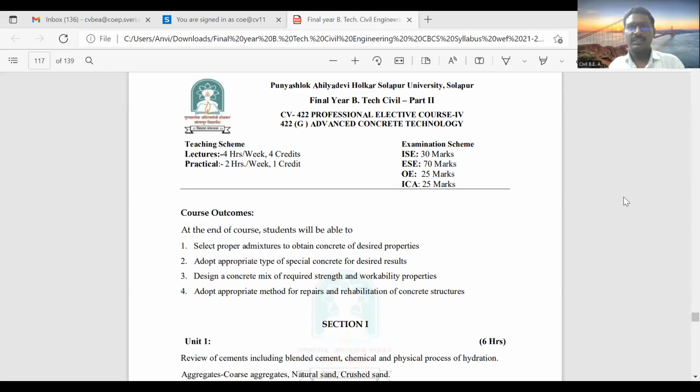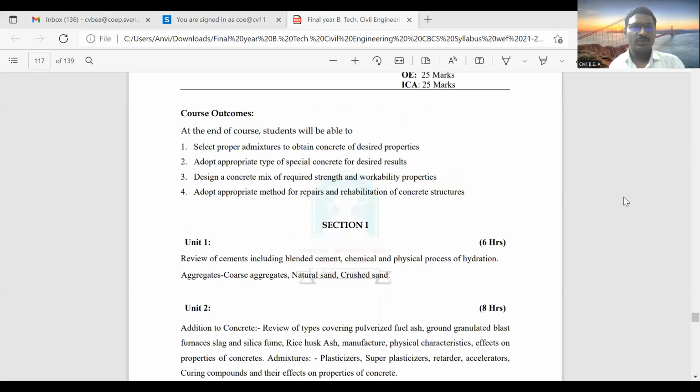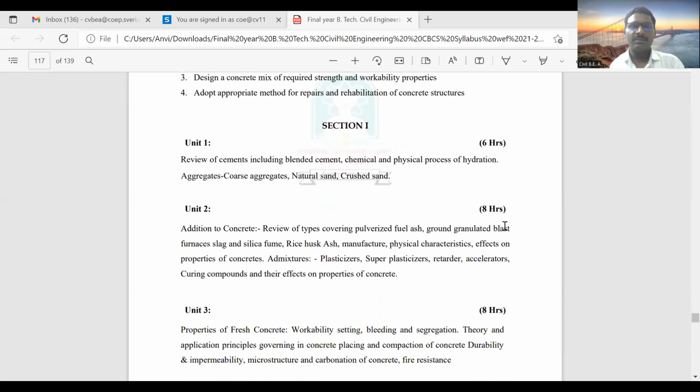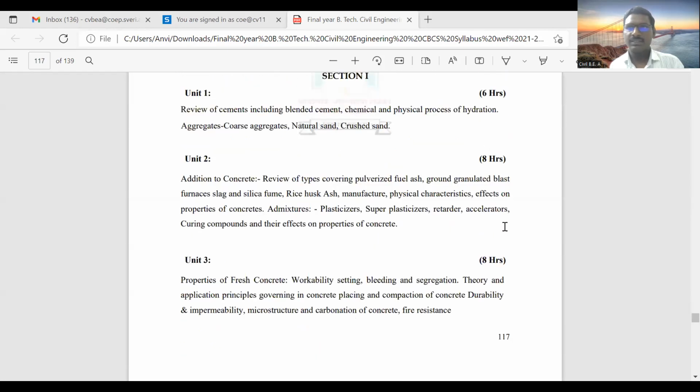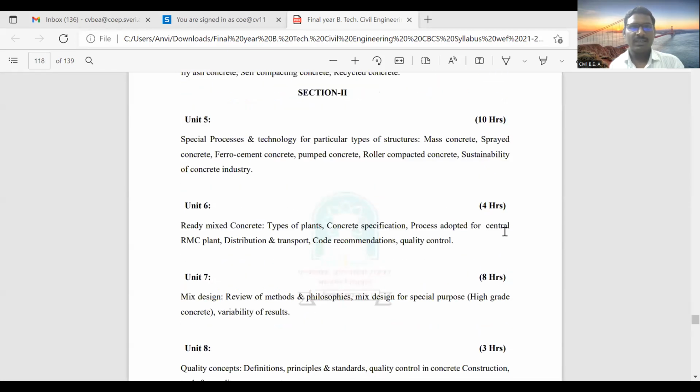So in the last lecture, we started the syllabus of our advanced subject, that is Advanced Concrete Technology. We covered some of the outcomes of this particular course. Four outcomes we have seen. Then we have seen the syllabus of section 1. There are 4 units in section 1, and that syllabus we covered in the last lecture.